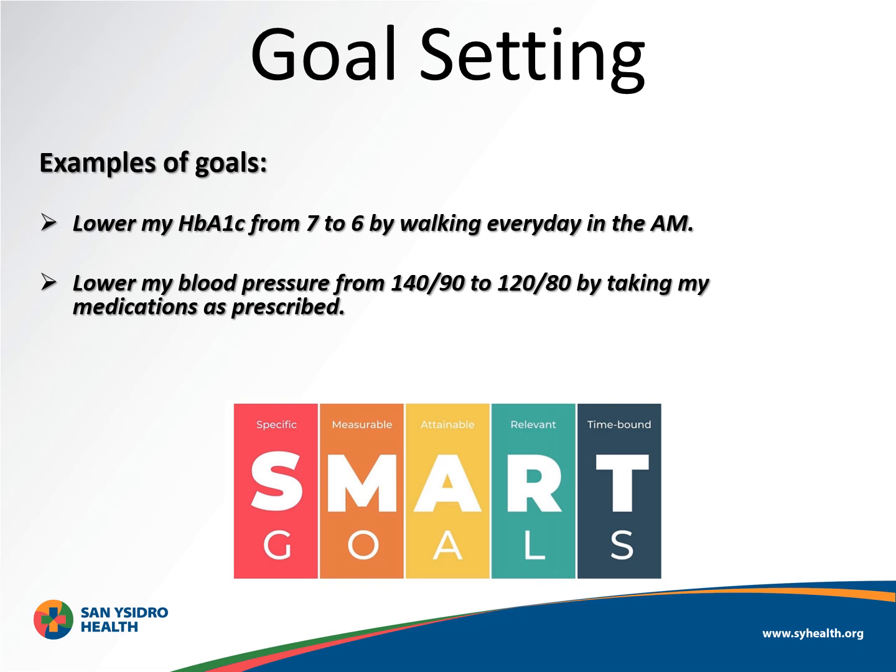For example, if my A1C value is above 7, let's say I have 7 or I have 8, a good goal would be trying to lower my A1C value to 6. Another goal we can set is losing weight depending on where I am at, or lowering my cholesterol or blood pressure values. Let's say I have 140 over 90 and I'm going to try to get values that are 120 over 80 by taking my medications and by keeping a record of what my values look like.